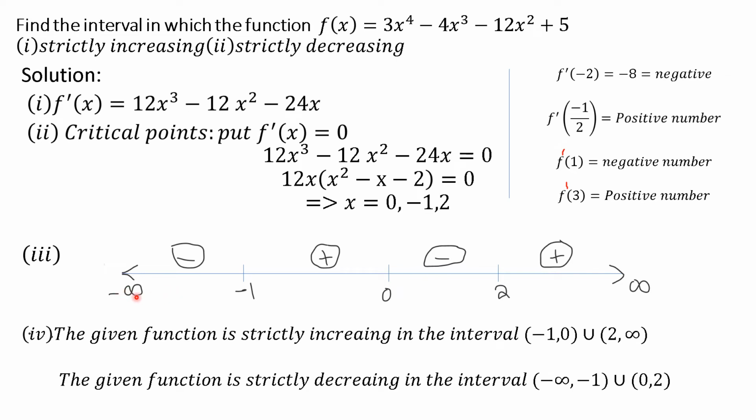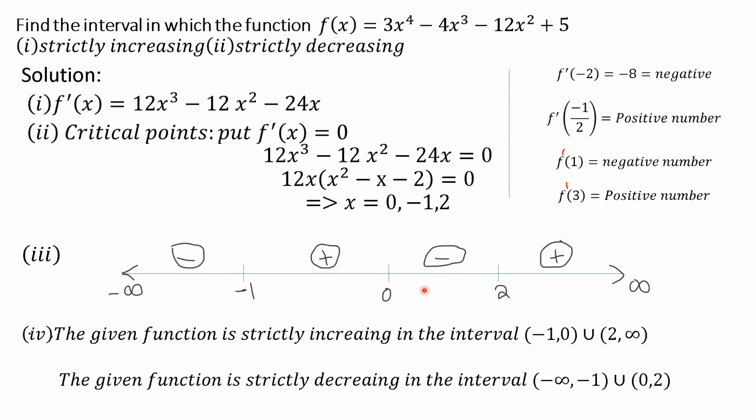Here in the interval minus infinity to minus 1, the sign of the function is negative. Therefore, the nature of the function is strictly decreasing. In the interval minus infinity to minus 1, the function is strictly decreasing. Second one, minus 1 to 0. The sign of the function is a positive number. Therefore, the nature of the function is strictly increasing.